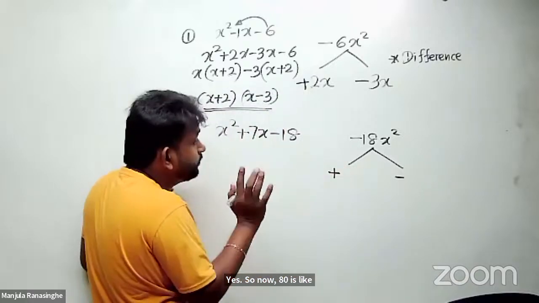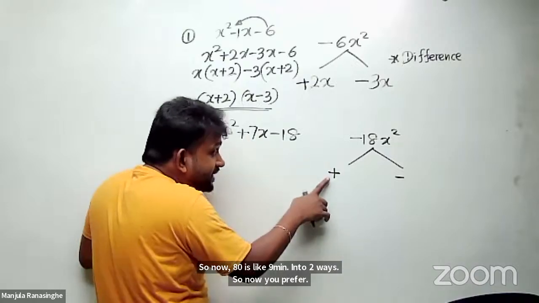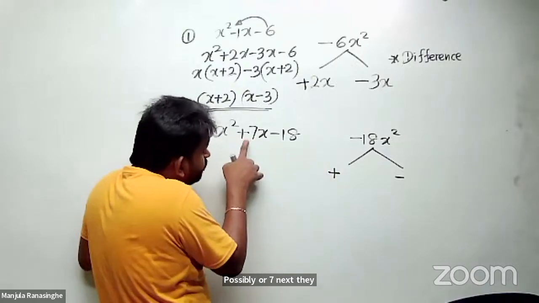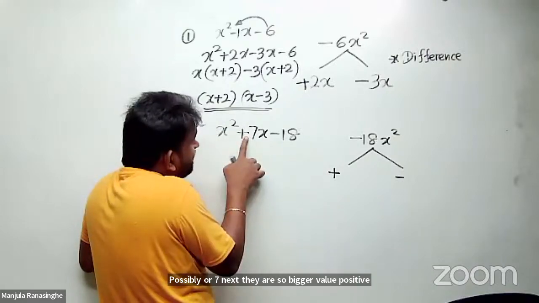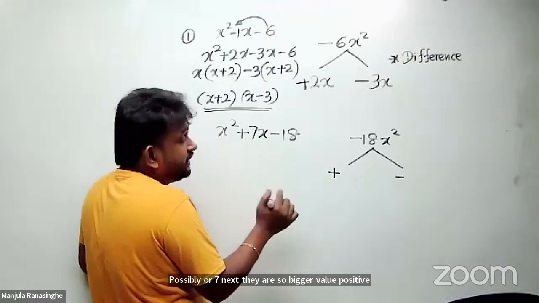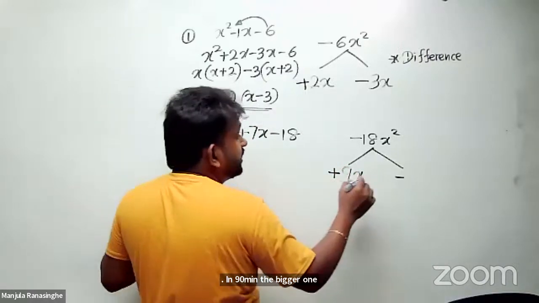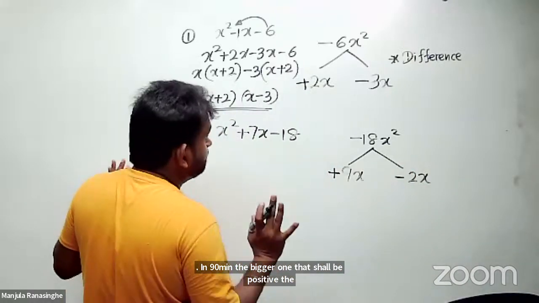So now you prefer where positive 7x there. So bigger value positive. මෙතන sign එක අනුව ලොකු කෙනා. pair එකකින් ලොකු කෙනාට මෙතන sign එක positive උනා ලොකු කෙනා positive. මෙතන negative උනා ලොකු කෙනා negative. Then 9x, the bigger one, that shall be positive. The other one 2x negative. Now the pair is fine.